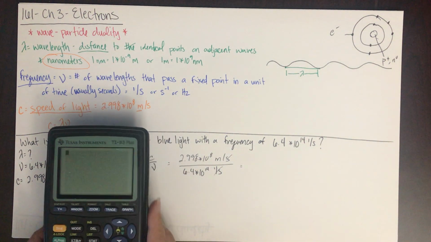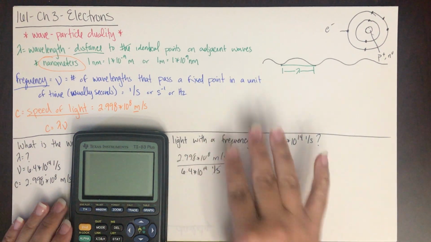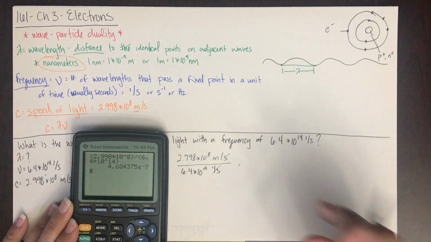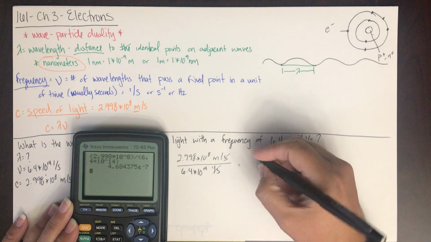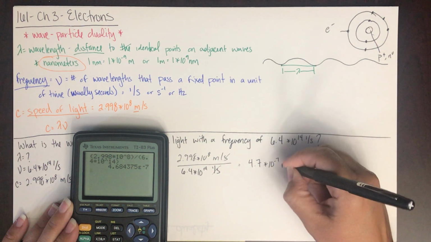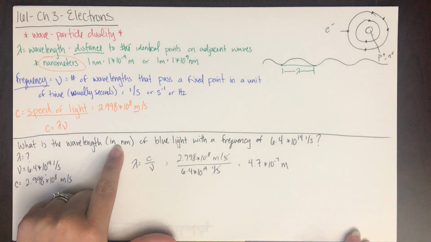So let's just put this in the calculator. Make sure to use parentheses whenever you're using exponents, or it'll apply that exponent to everything. So I'm going to say 2.998 times 10 to the 8th divided by 6.4 times 10 to the 14th. And I get, with two significant figures, because my frequency had two significant figures, 4.7 times 10 to the negative 7th meters. So the question didn't ask for the wavelength in meters, it asked for the wavelength in nanometers.